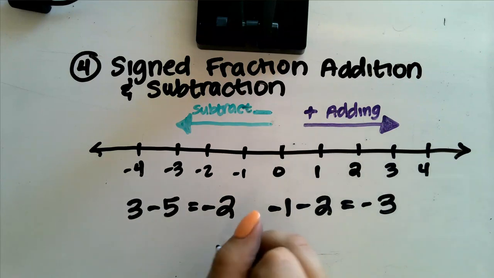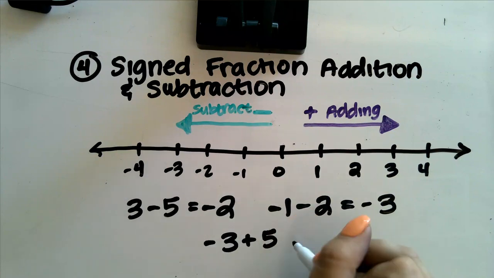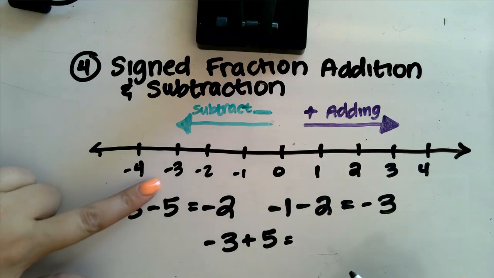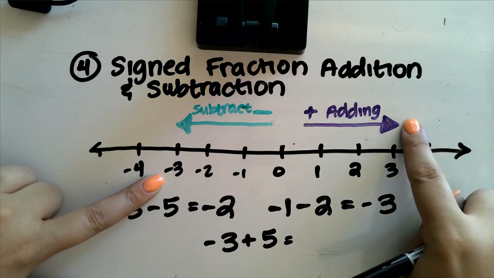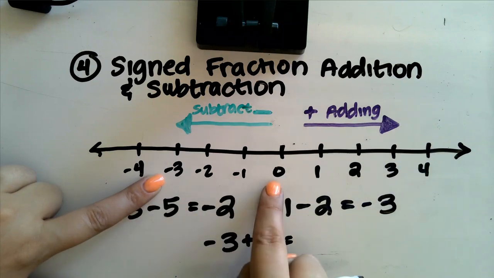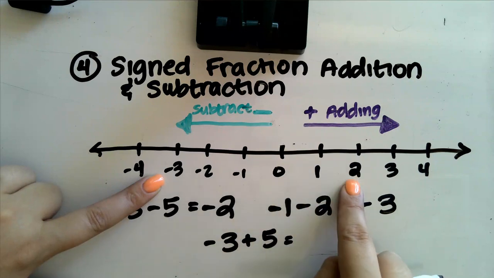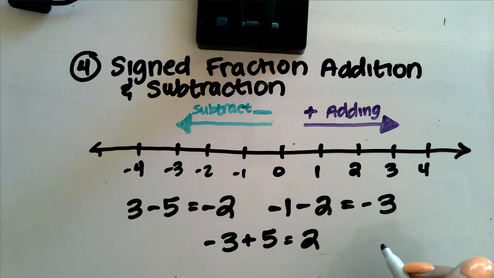And one final example here, negative 3 plus 5. So again, we're starting to the left of that 0, but we're adding 5 this time. So we're going to be going to the right on our number line, starting at negative 3, 1, 2, 3, 4, 5. We know that our result is a positive 2. Go ahead, write this down, and then we'll jump into an example.